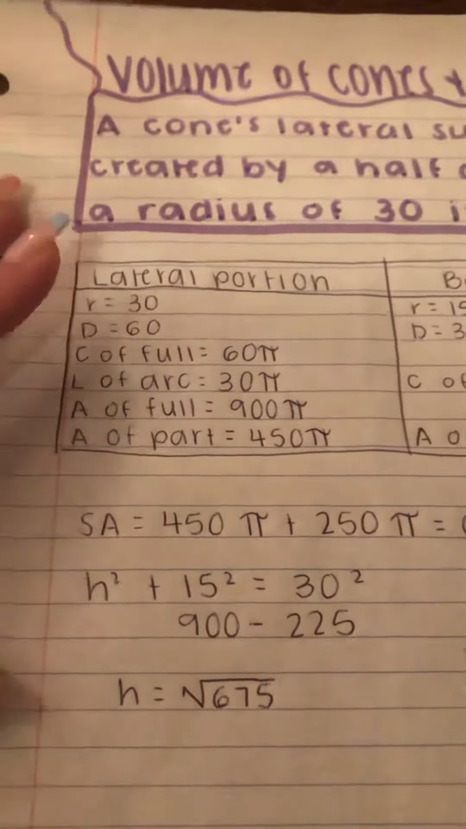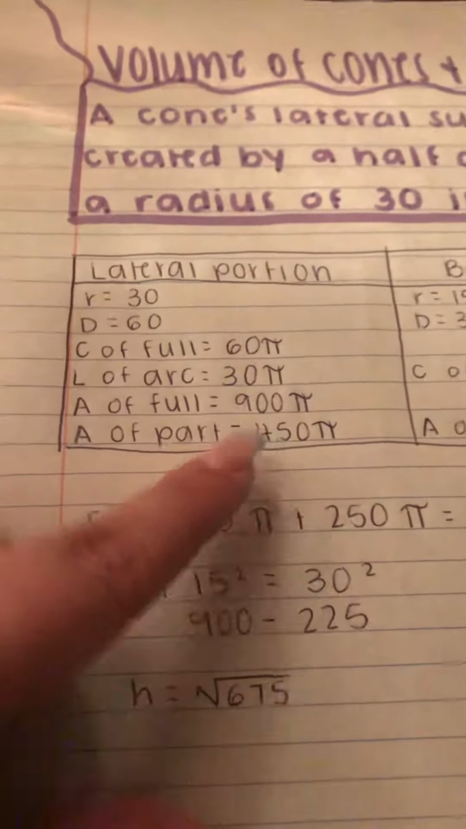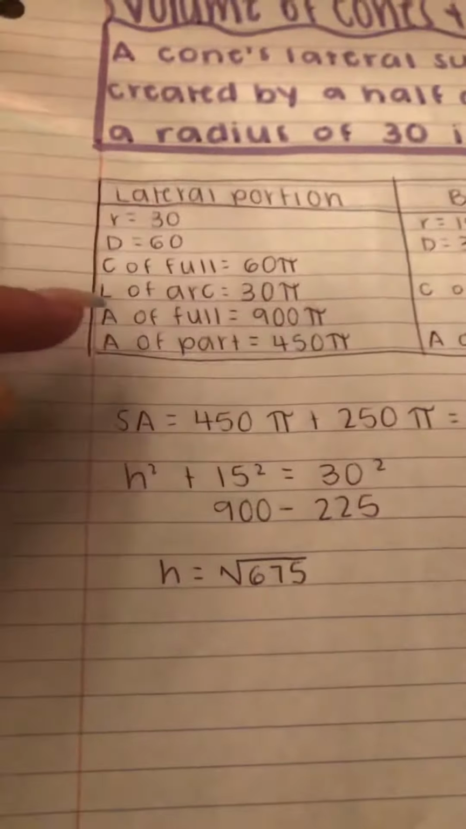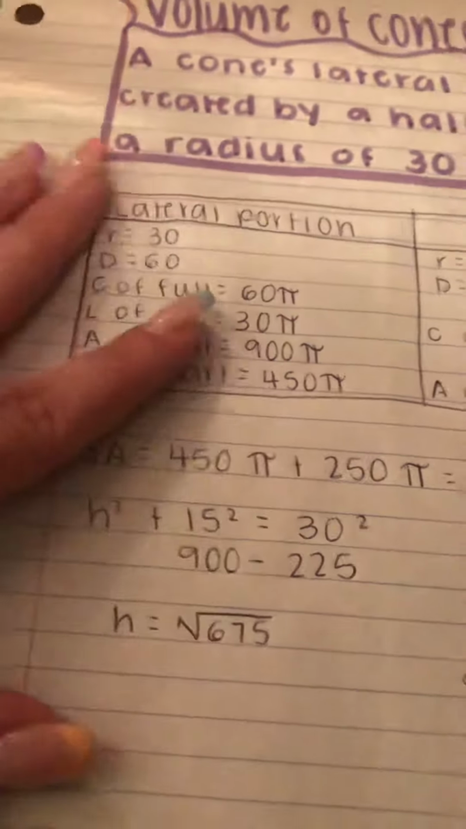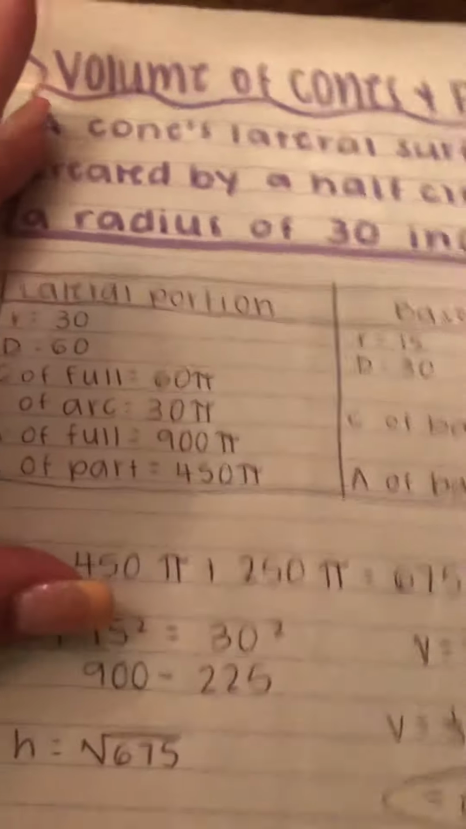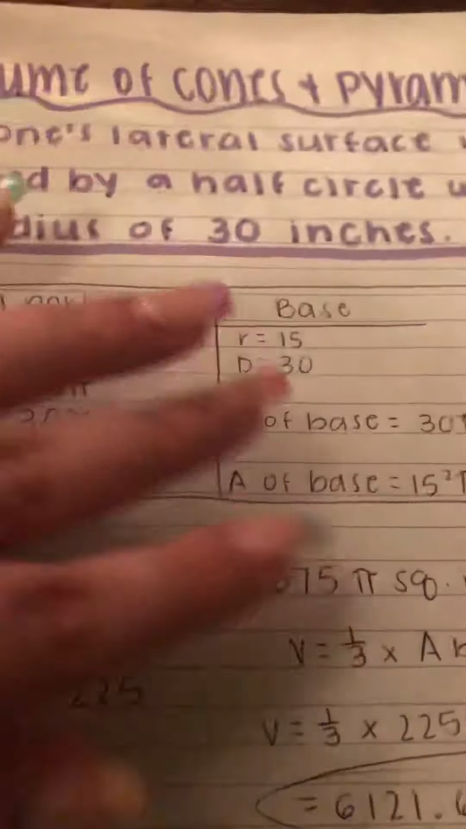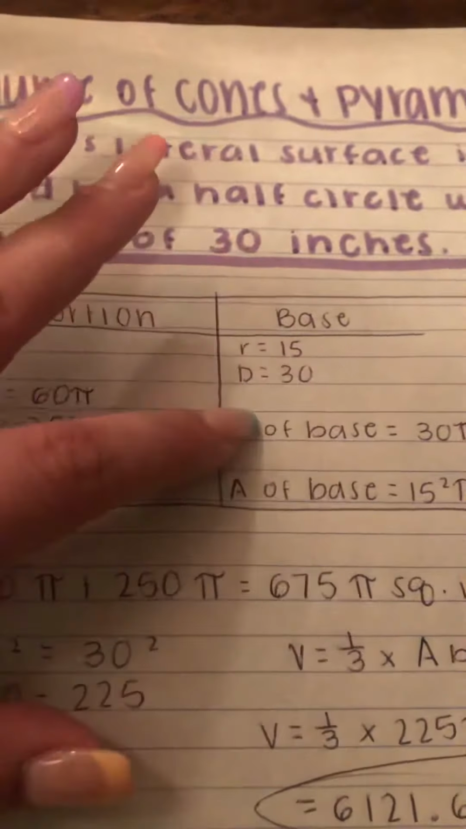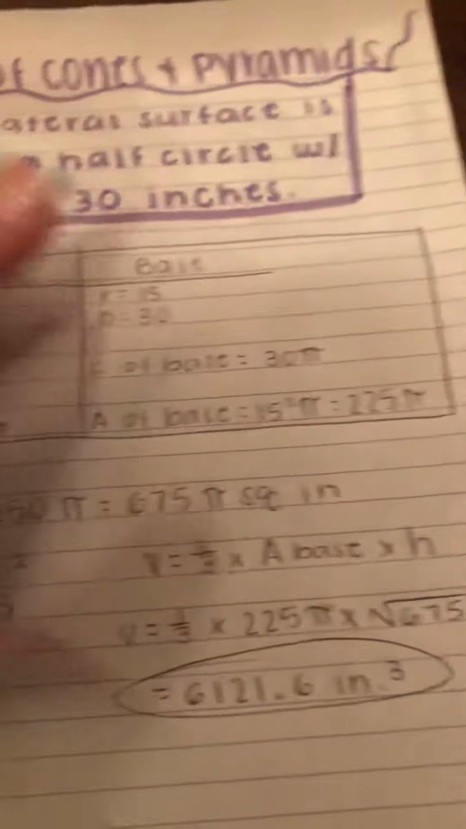The area of the full circle will be 30 times 30 pi, which you'll get 900 pi. And then the partial circle is going to be half of that since it's a partial, so you make that 450 pi. And then moving over onto here, you are going to basically use the radius with the diameter for the base. So taking 30 and dividing it by half will be 15.